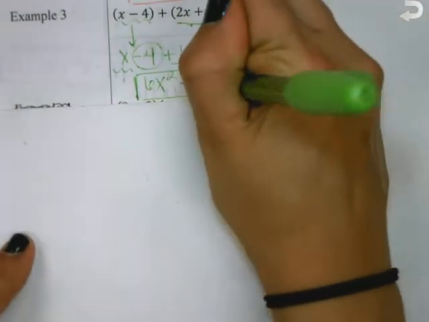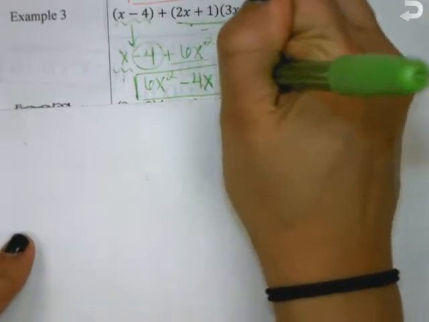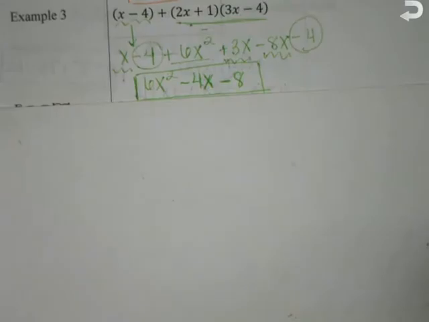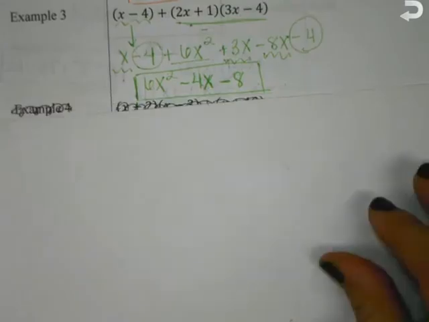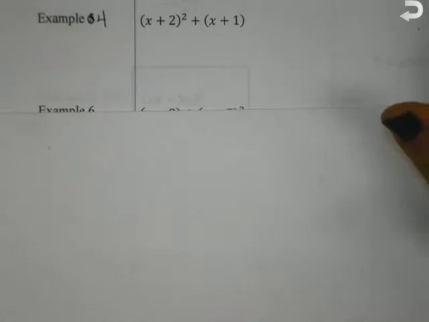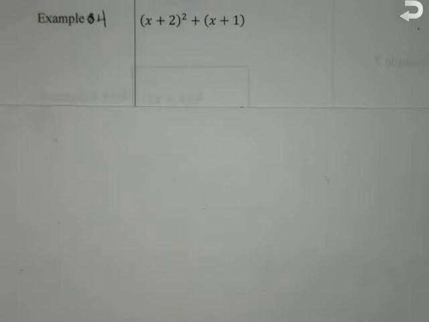Do you guys agree? Okay. Example 4, we have x plus 2 squared plus x plus 1. Okay, following order of operations, what do I have to do first in this problem? Mary? Yeah, the exponent. I have an exponent here.